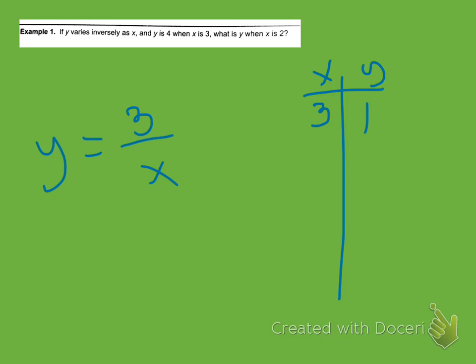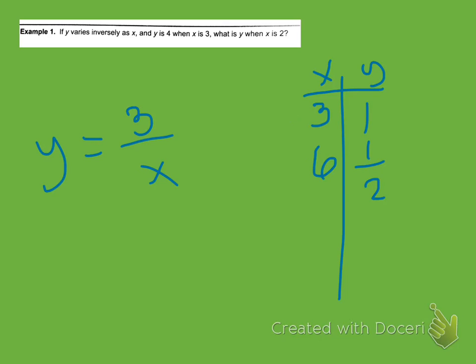Now, if x goes up, I'm going to make it bigger, like 6, okay? That means this becomes a 6, and 3 divided by 6 isn't 2. It's actually 1/2 when I reduce the fraction. So that becomes 1/2. I want you to notice what just happened. When we were doing direct variation, as these went up, these also went up in value. But these ones go down, and that's what makes it inverse, meaning kind of like upside down.